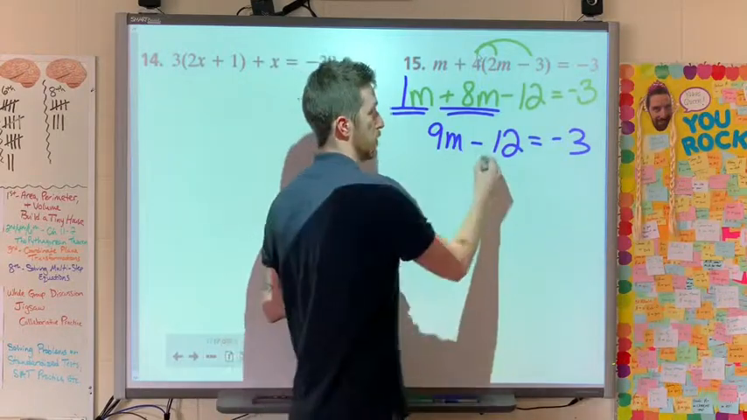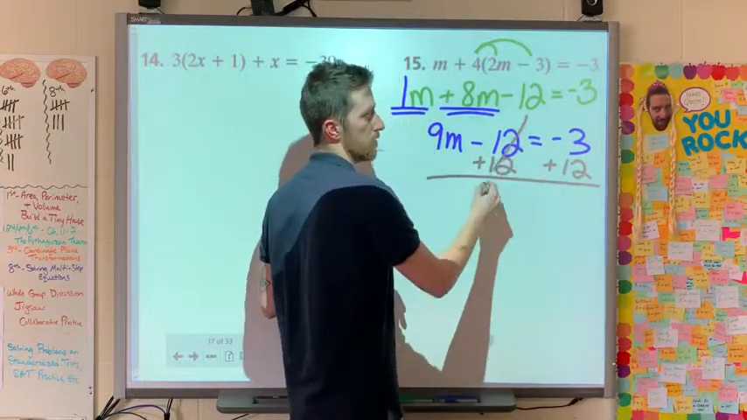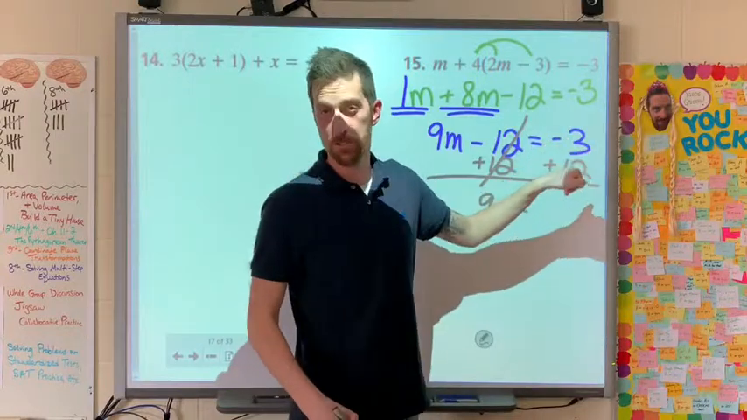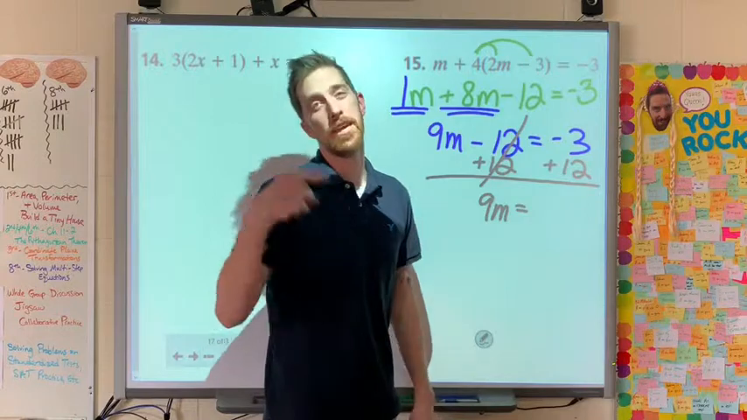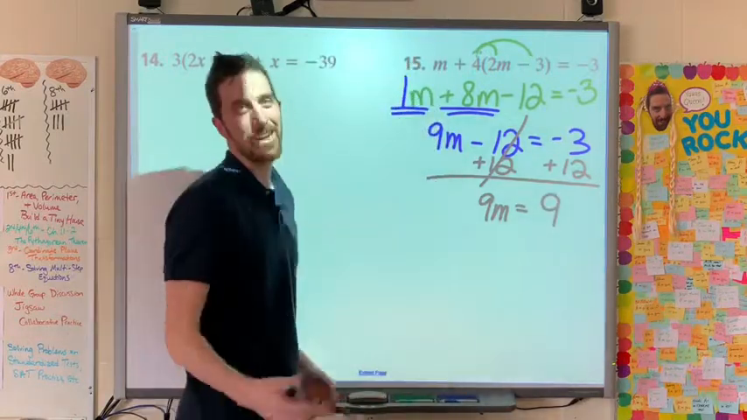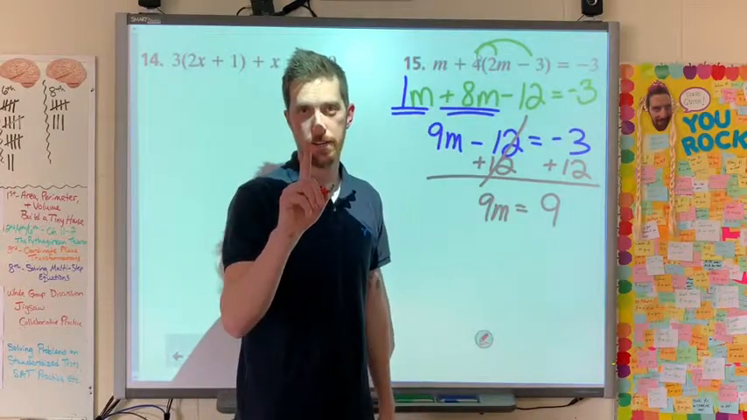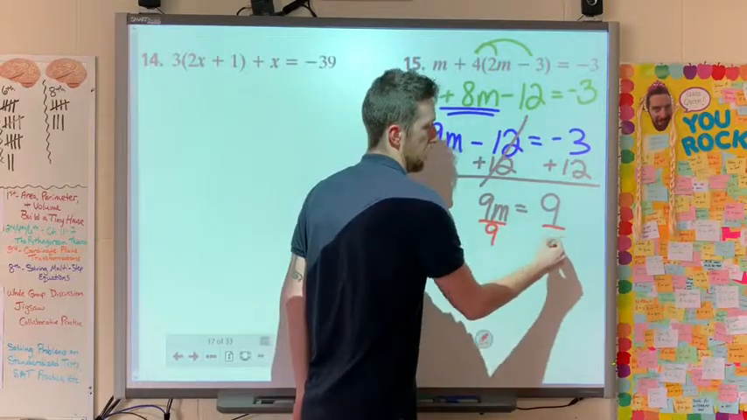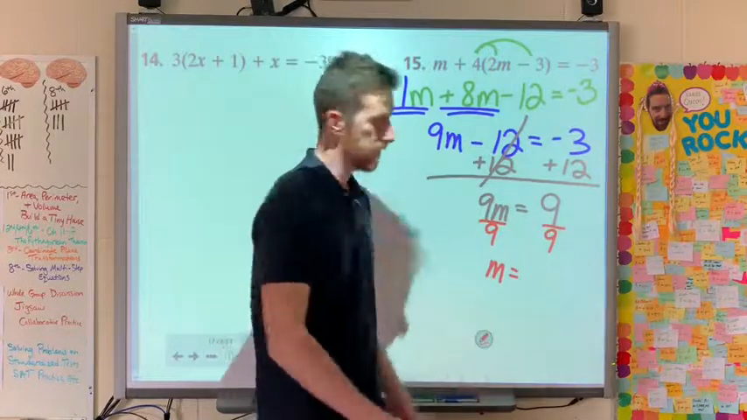Add 12. These cancel out. 9m equals, you owe grandma $3. You have $12 in your pocket. So you pay her your 3 and you still got $9 left. But that's 9m. We don't want 9m's, we just want 1. So how do we get rid of the 9? Divide it. 9 divided by 9, 1.